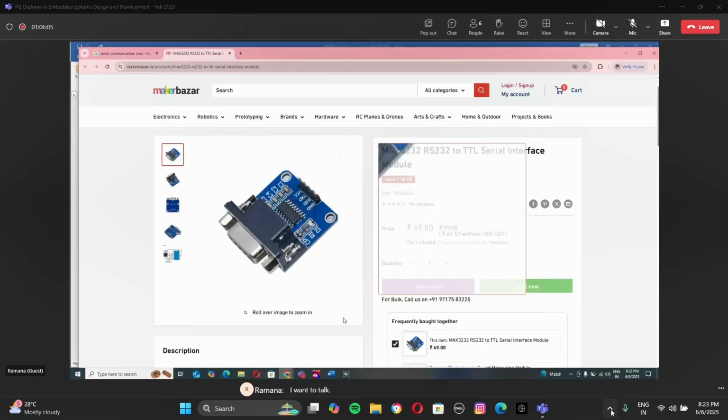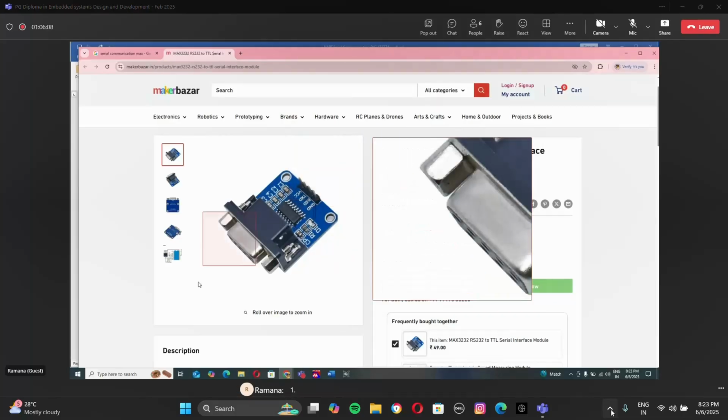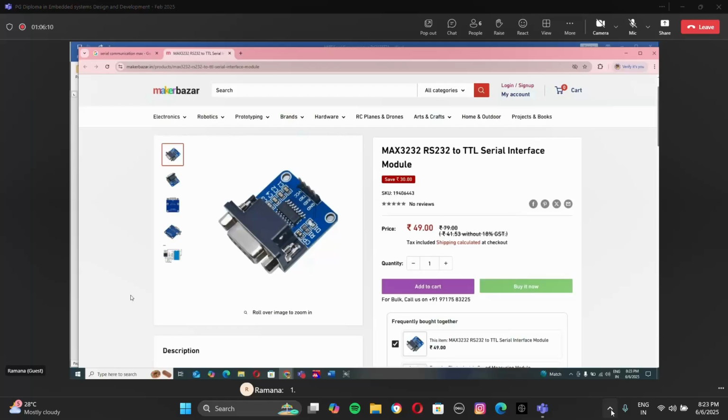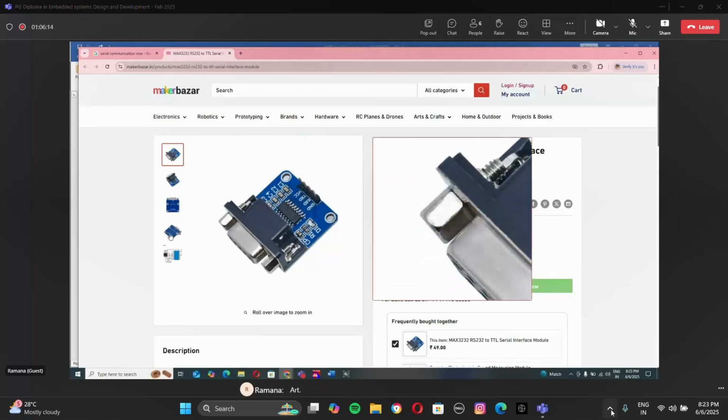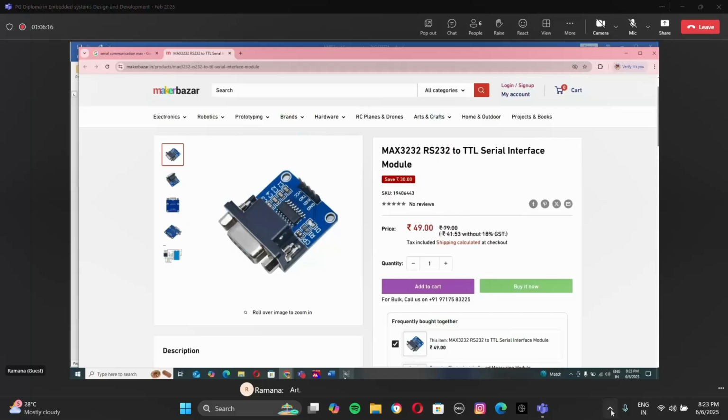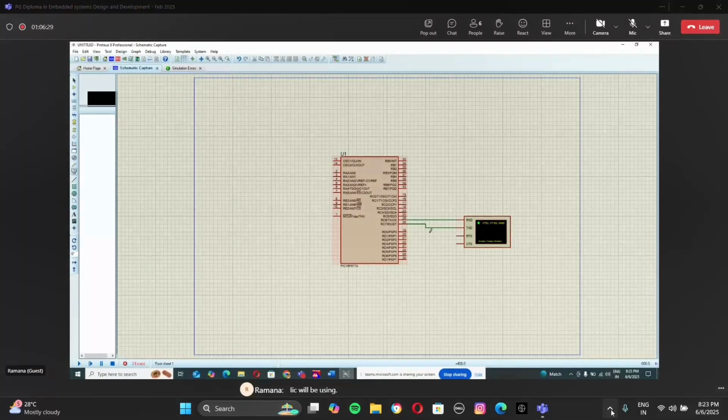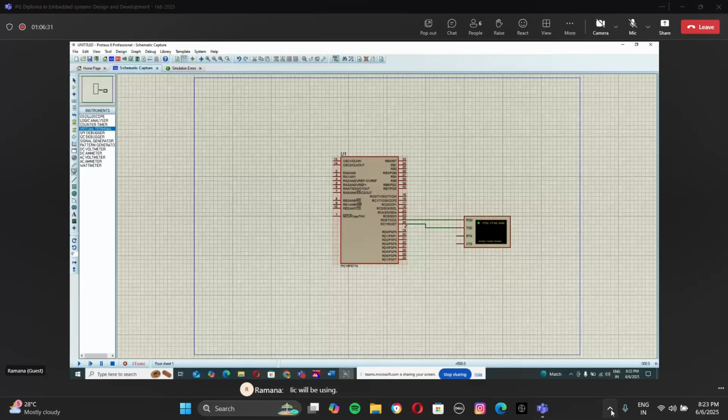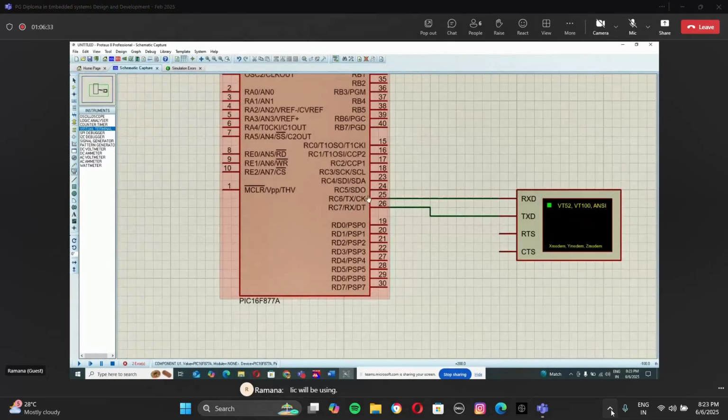You will be using these pins. In the UART, we will be using the transmit pin and the receive pin. This is the transmit and receive pin.